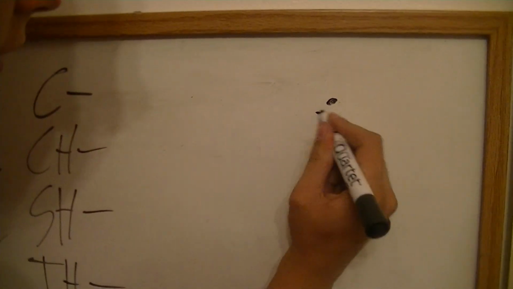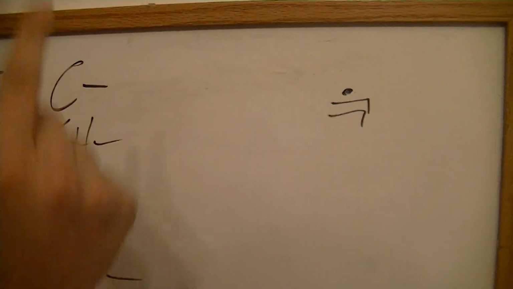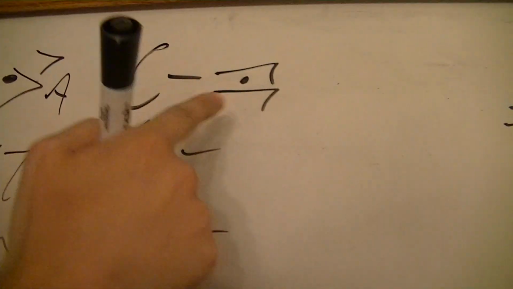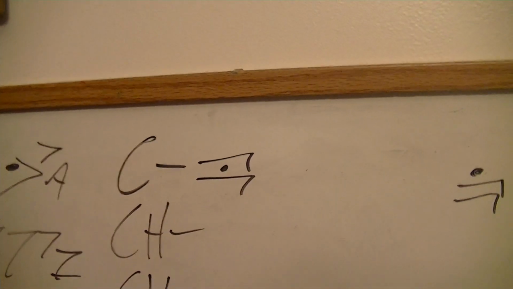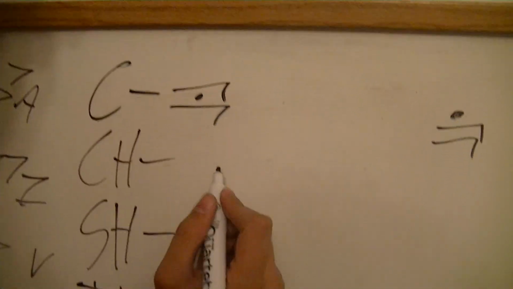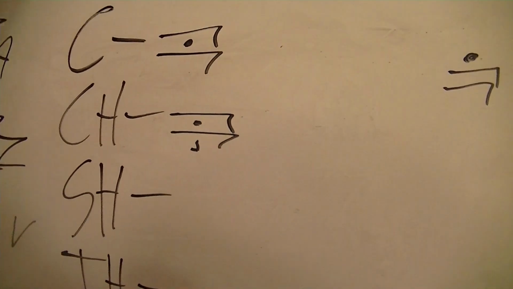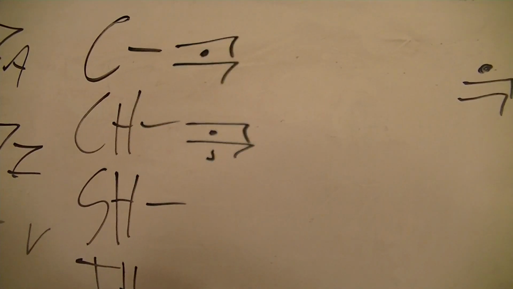Now your C, if you remember your N, you see it's like that. It's going to be just like that, only the dot is going to be in between the two lines instead of on top of them. Your CH is going to be very simple. You want to make your C and add a little bottom mark going from the bottom up.